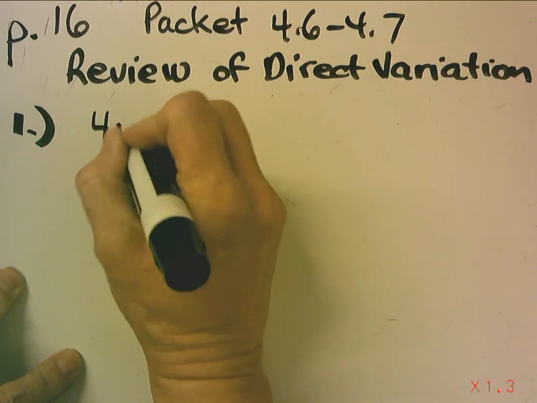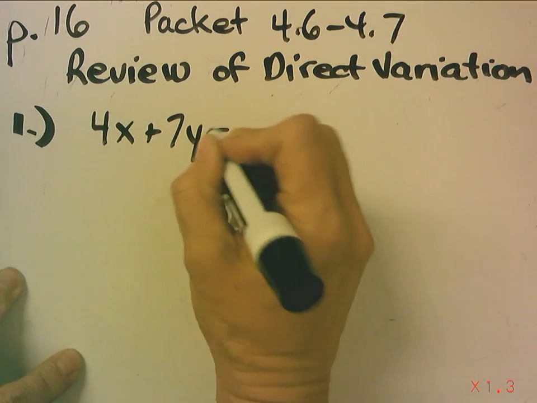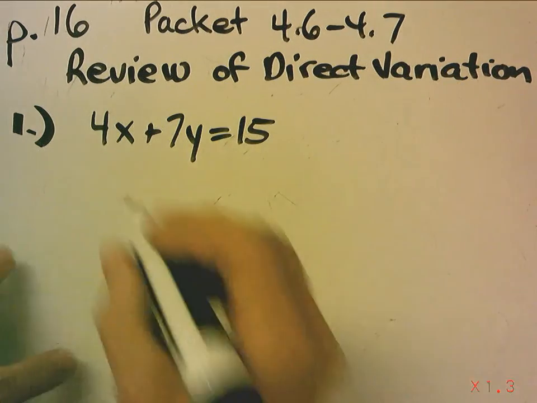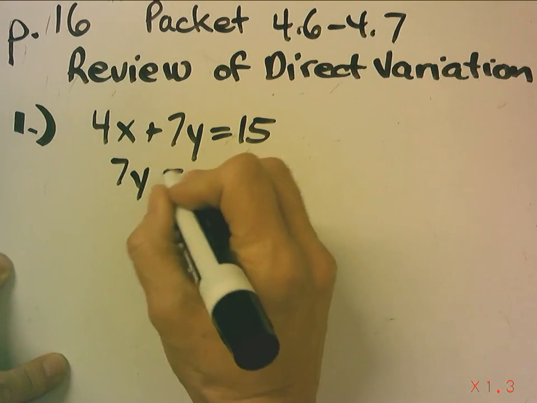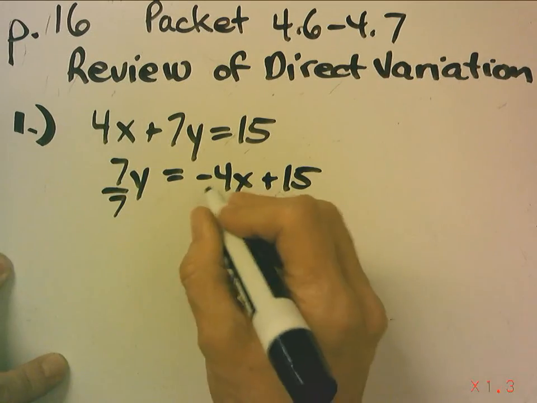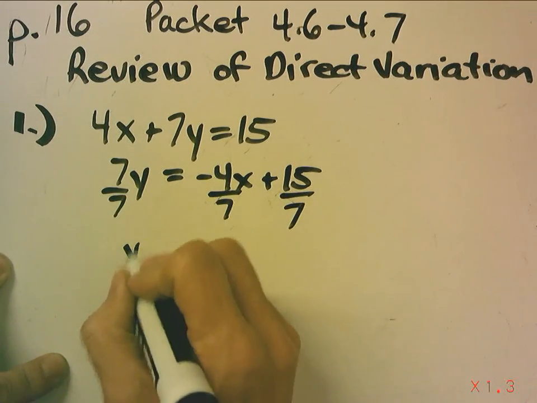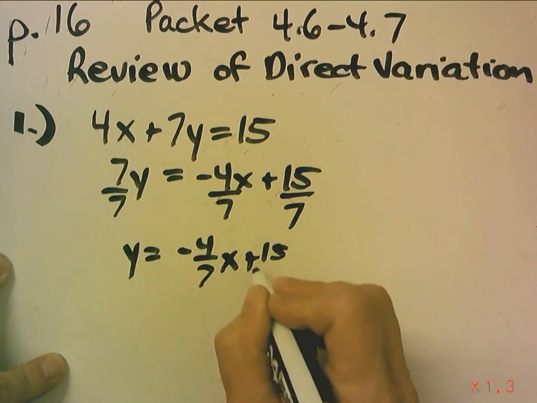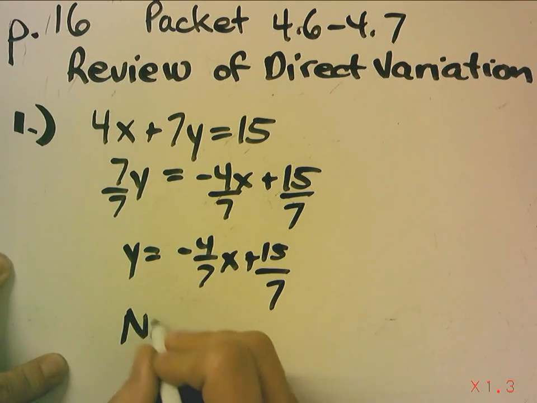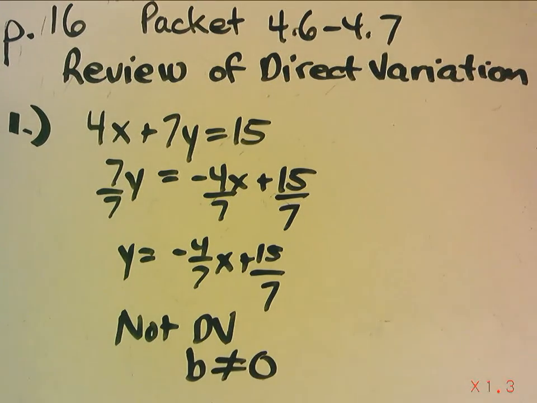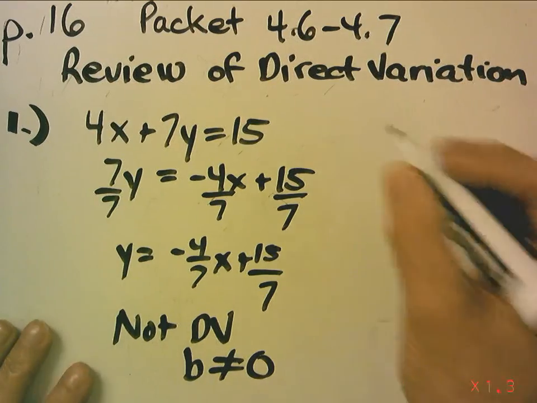Well, to determine if it's direct variation, we try to put it into the form y equals mx plus b, and for direct variation, we want b to equal 0. So I'm going to let 7y equal negative 4x plus 15, divide by 7, divide by 7, divide by 7, y equals negative 4/7 x plus 15/7. This is not direct variation because b does not equal 0. But let's look at number 2.